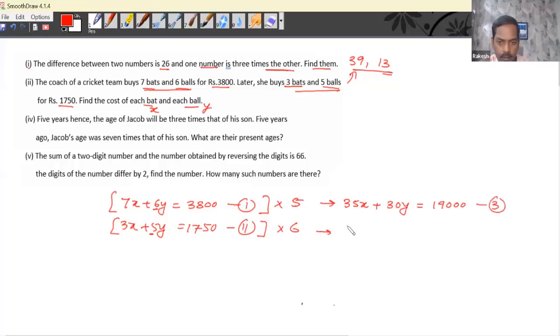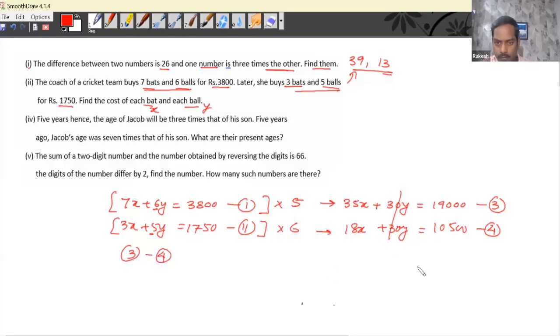This will become how much? This will be 18x plus 30y. This was the only objective, because these two terms will be the same, and this will be equal to 1750 multiplied by 6, which is 10500. Say this is equation number 4. Clearly, equation number 3's RHS is more than equation number 4's. So we can perform equation 3 minus equation 4.